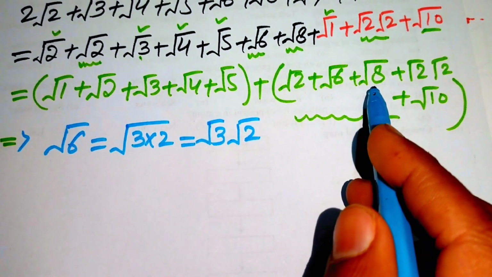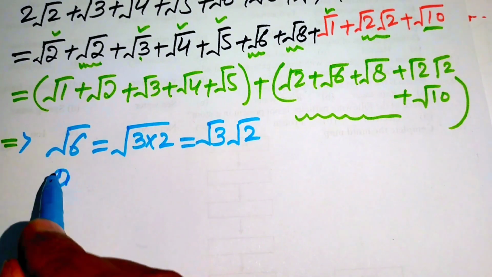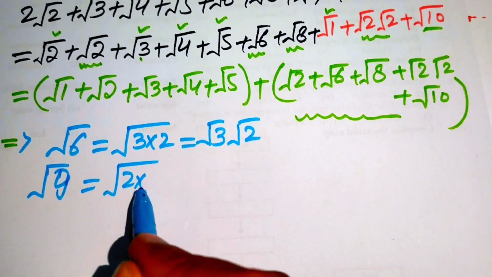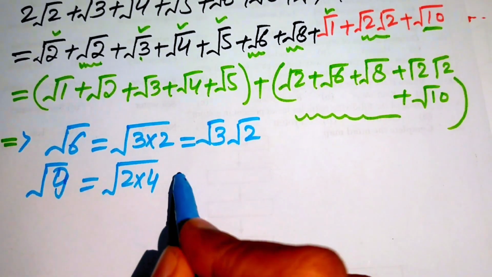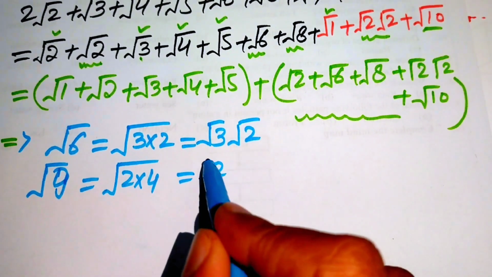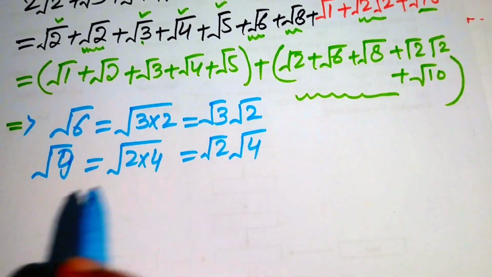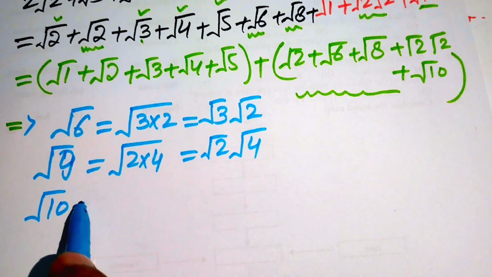And similarly we have square root of 8. We write the square root of 8 as 2 multiplied by 4 under the square root, and when we separate the square root, you get square root of 2 into square root of 4. And here we have square root of 10.